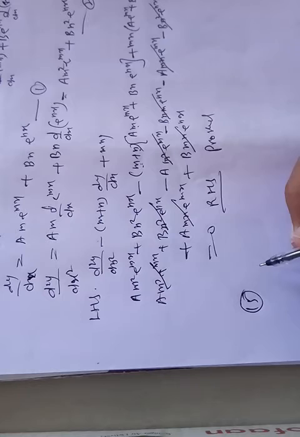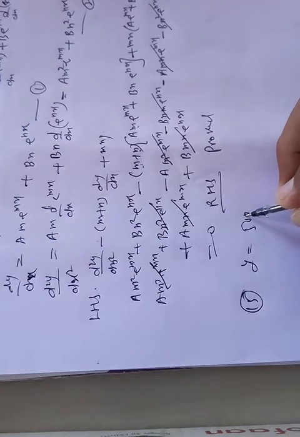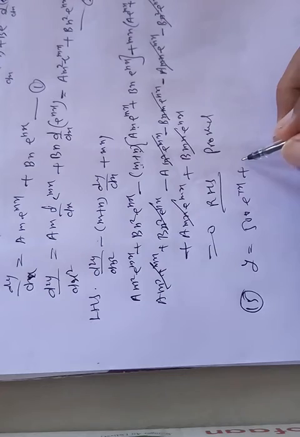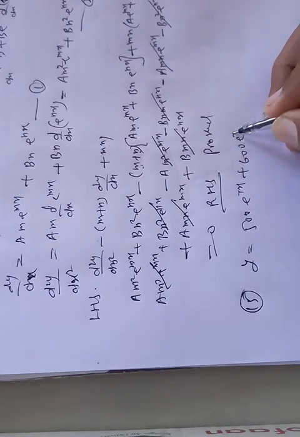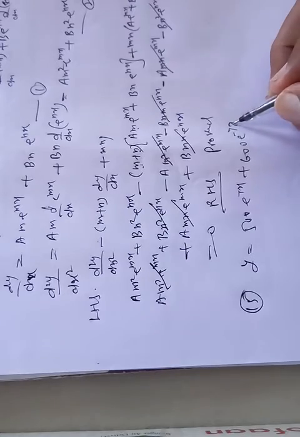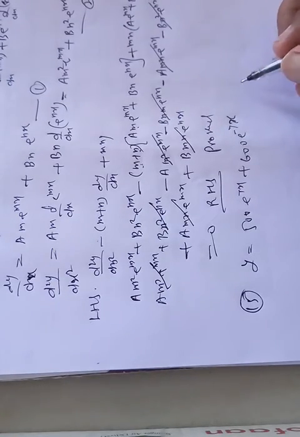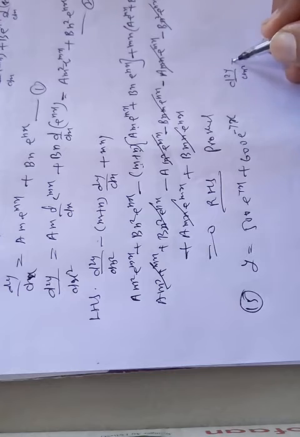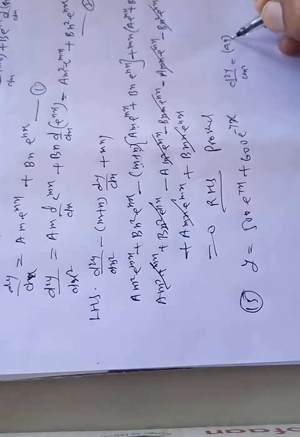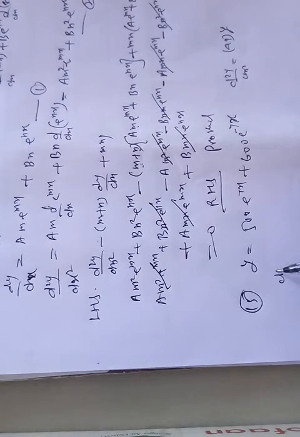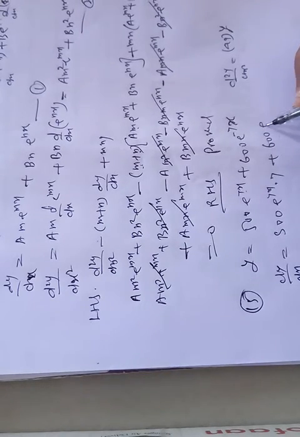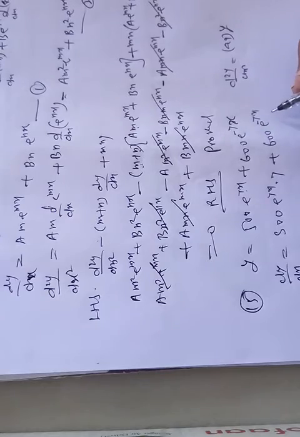Question number 15: y equals 500 e^(7x) plus 600 e^(-7x). Prove that d²y/dx² equals 49y. So let's find dy/dx: 500 is a constant, e^(7x), and d/dx of 7x is 7; 600 e^(-7x), and d/dx of -7x is -7.